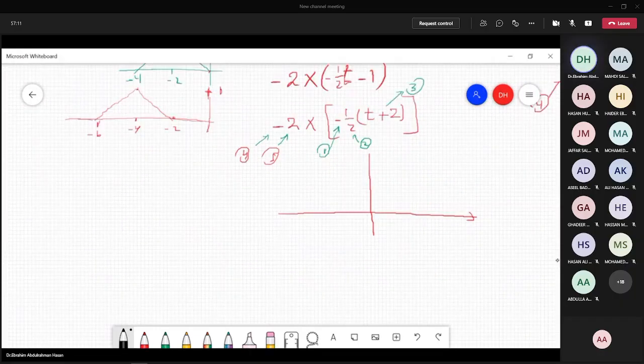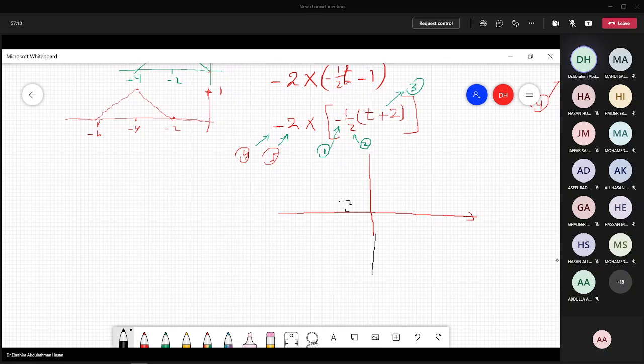So then the final will be like this. Until -2, then -4, this is -6. So -2 will be equal to 0. After -6 will be equal to 0. At -4, this is 1 multiplied by -2, will be equal to -2. So it is like this. And that's all.